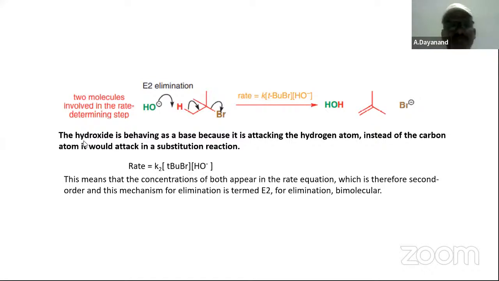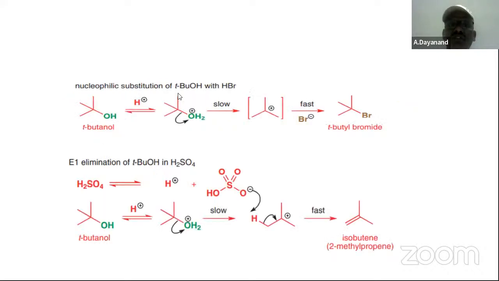In E2 elimination, the base action and the removal of the leaving group take place simultaneously. Both happen at once, and then it is called E2 elimination, and the rate depends on both, that is, on the alkyl halide as well as OH minus. Nucleophilic substitution of tertiary butyl alcohol with HBr is a substitution reaction.